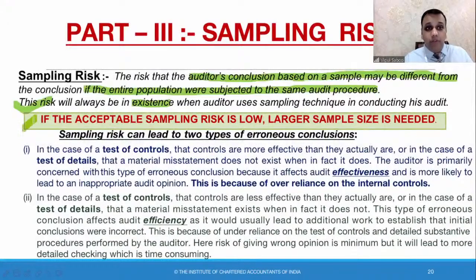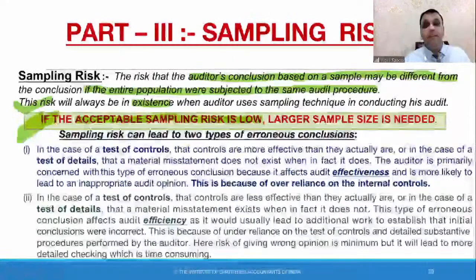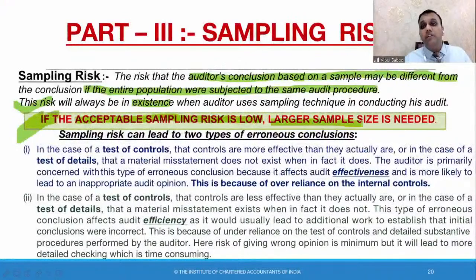This part is very important. If the acceptable sampling risk is low, a larger sample size is needed. What is acceptable sampling risk? I don't have much risk appetite. I want my sampling risk to be as low as possible. There should not be sampling errors. So I would increase the scope of my work. I would increase the scope of my sample. I would increase the extent of my sample.